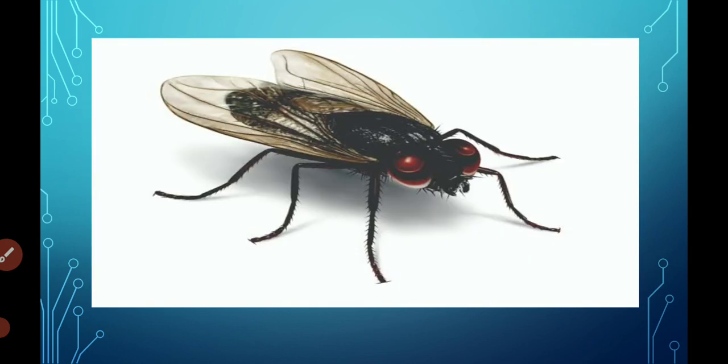Look at this one, housefly. Housefly is the most common insect. It is mostly found in dirty places. It loves dirty places. Housefly carries the germs of many diseases and makes us ill. Diseases like typhoid, cholera, dysentery. So housefly is very dangerous for us. And what should we do? We should clean our surroundings because housefly lives where? In dirty places.